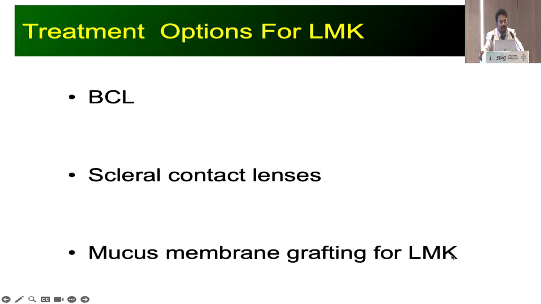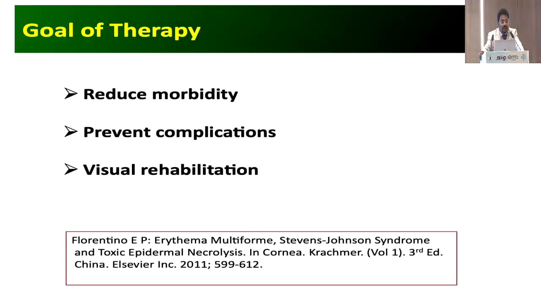So treatment options for lid margin keratinization are bandage contact lens, scleral contact lens, and mucous membrane graft. Whenever we are treating these patients, the primary goal is reduction of morbidity and prevention of complications. That is the primary goal. And the secondary goal is visual rehabilitation. Whenever these patients come, they will ask whether after surgery their vision will improve or not. We have to tell the patients that if these complications are reduced, then you may get good vision, but your morbidity, this pain, disability will be better.